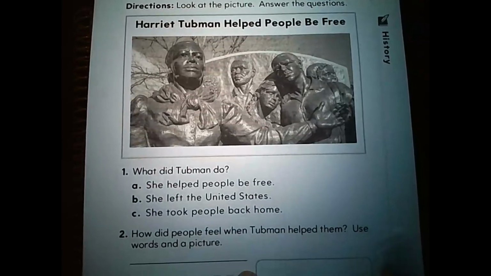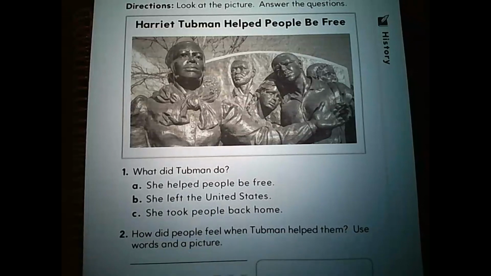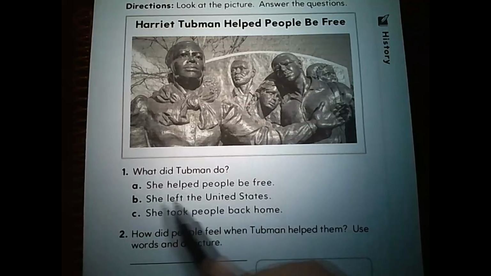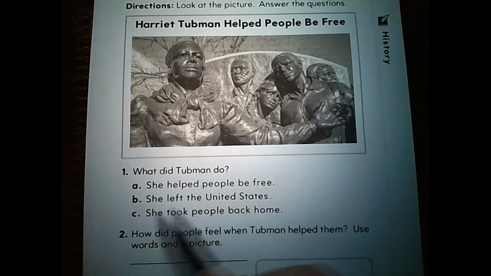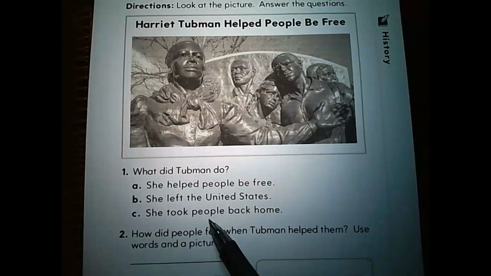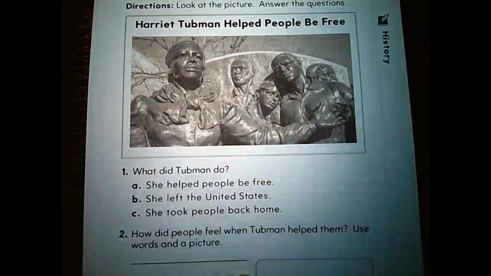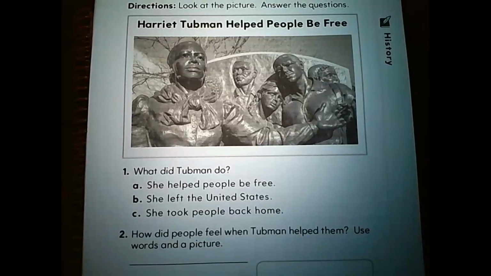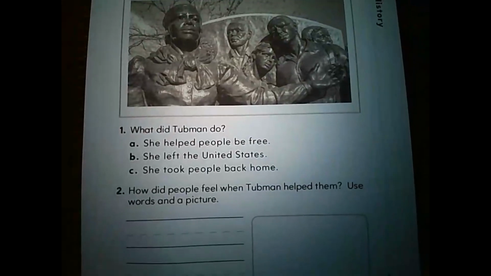Number 1. What did Tubman do? A, she helped people be free. B, she left the United States. Or C, she took people back home. What does this sentence say that she did? Okay. And when you're finishing that up, we're going to look at number 2, which is a 2-part question.